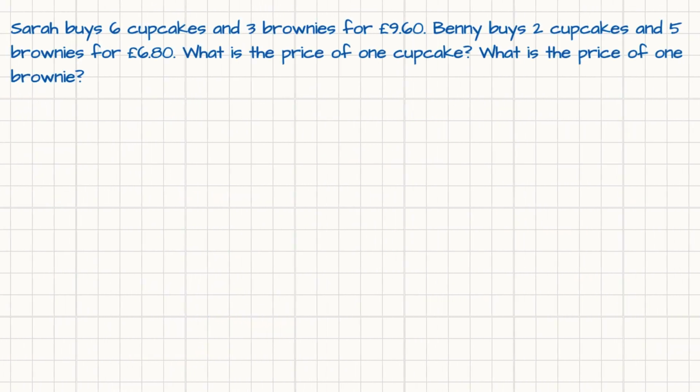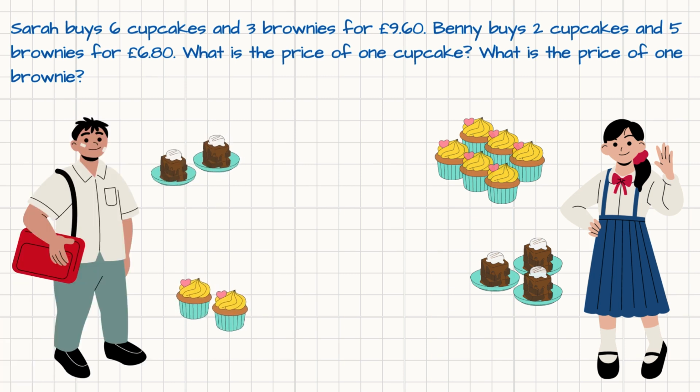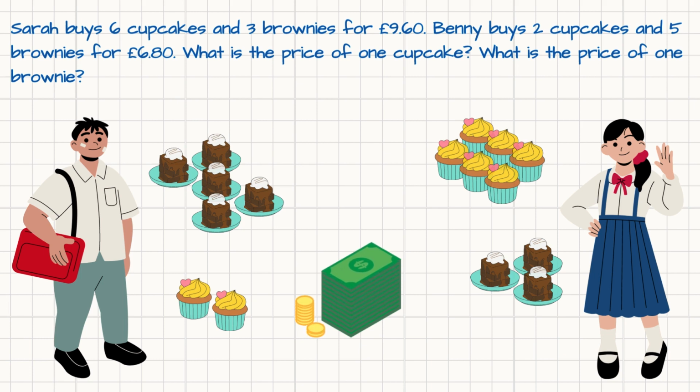Let's do one final example. Let's work on an example with more context. We're given the question: Sarah buys 6 cupcakes and 3 brownies for £9.60. Benny buys 2 cupcakes and 5 brownies for £6.80. What is the price of 1 cupcake and what is the price of 1 brownie?